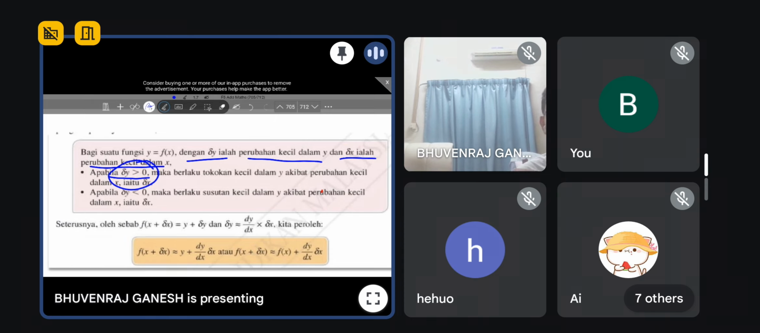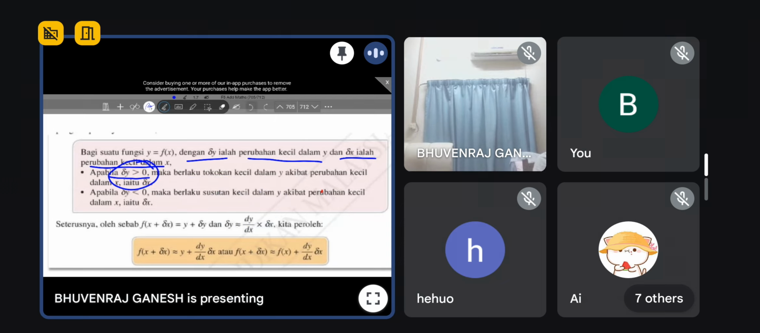Guys, macam mana boleh jadi besar? Guys, delta maksudnya perubahan kecil, sama ada meningkat atau menurun. Jadi tak boleh perubahan besar. Perubahan besar kita guna simbol D. Okay? Don't confuse. So that's why they say tokokan kecil. It increase a bit. Sangat kecil. So that's why we use symbol delta.